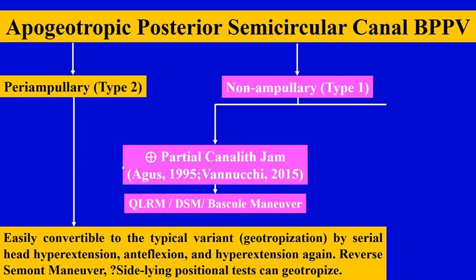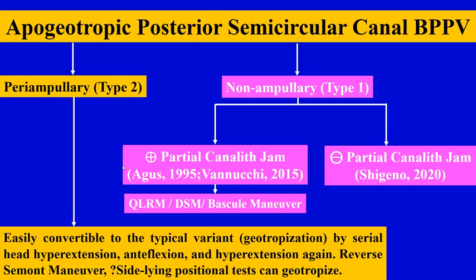The one with partial canal jam is reported by Agus and Vannucci 2015, for which the quick liberatory rotation maneuver, demi-Semont maneuver, or bascule maneuver have been recommended by Vannucci. The bascule is recommended by the case studies of Andrea Castellucci, in a paper of 127 patients, which is still in the process of publication. And this is another variant of non-ampullary arm type 1 posterior semicircular canalolithiasis, but here the canal jam is absent. So this is called the Shigeno 2020 variant.